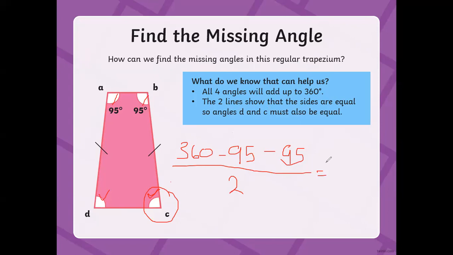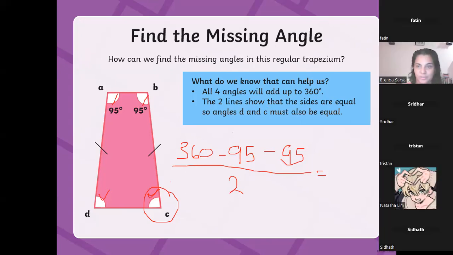Okay? If you understand, I will need to know that you understood. So now is the time you give me a thumbs up. Do you understand, Tristan? Okay, Fatin? Can I have the answer for this? What is 360 minus 95 minus 95? And you get your answer, you divide by 2. What would that be?